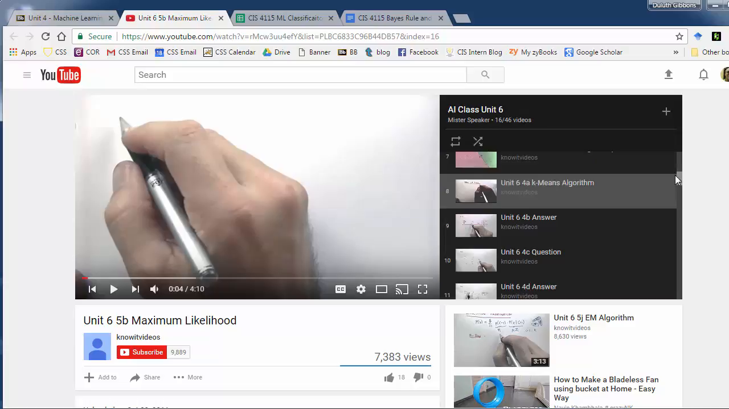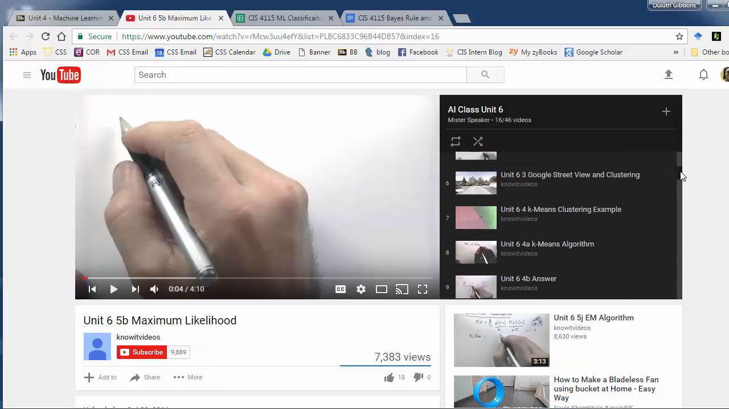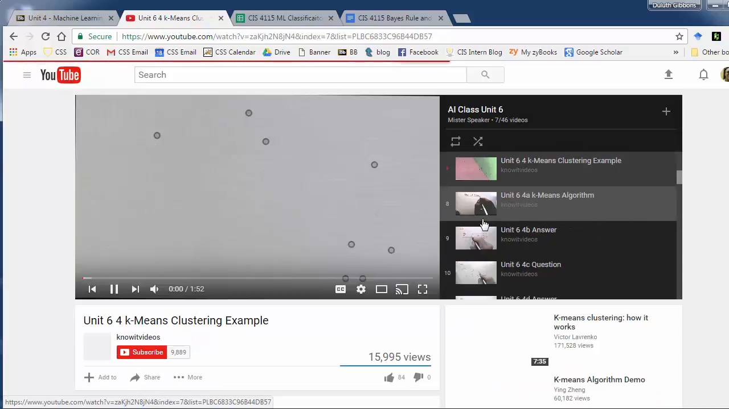6.4, where he talks about k-means classification, and he actually does a really good job. And actually 6.3, where he motivates this with some Google Street View stuff, isn't bad too. But let's look at this k-means clustering, and I'm just going to show you this because he does a pretty good job of explaining this.